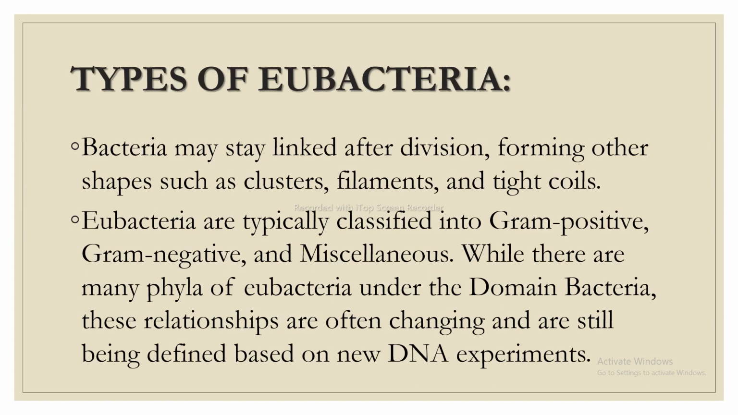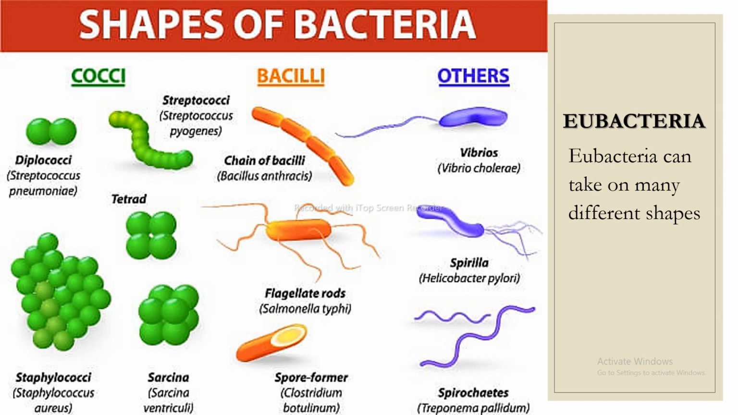So Eubacteria are typically classified into gram-positive, gram-negative and miscellaneous. While there are many phyla of Eubacteria under the domain Bacteria, these relationships are often changing and are still being defined based on the new DNA experiments. So these are the shapes of the bacteria. Eubacteria can take on many different shapes. So first I will discuss the shape cocci.